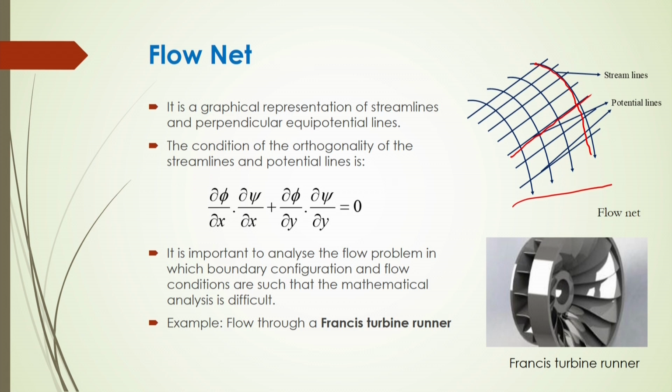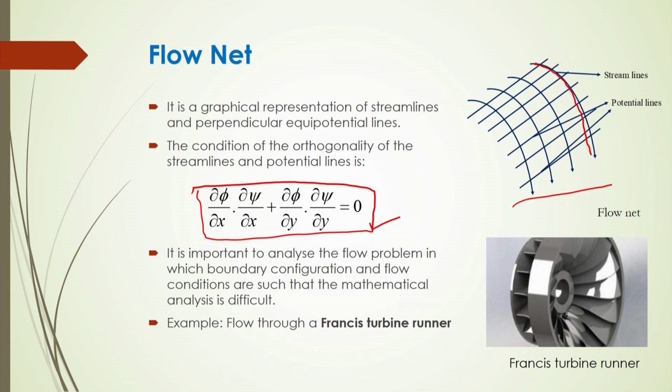The condition of orthogonality of the streamlines and the potential line is that dou phi dou x into dou psi dou x plus dou phi dou y into dou psi dou y will be equal to 0. So, this condition should be fulfilled, then only you can get this type of flow net.